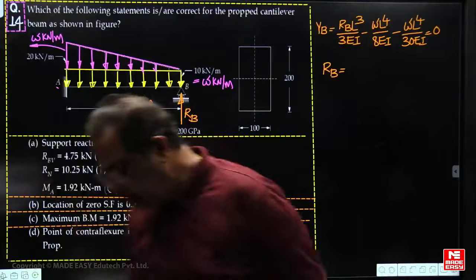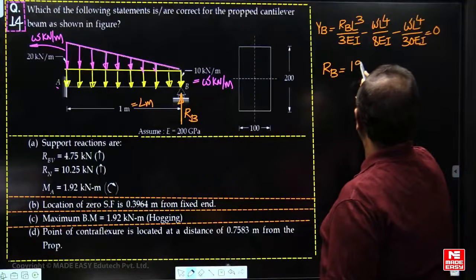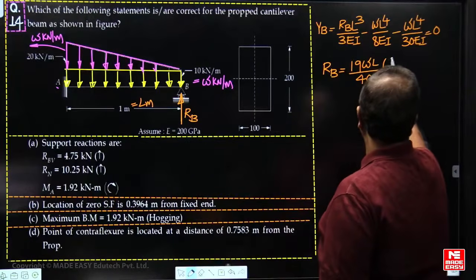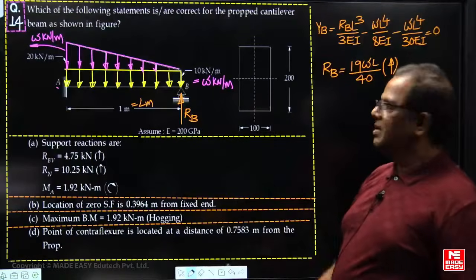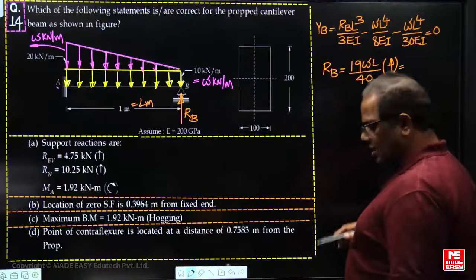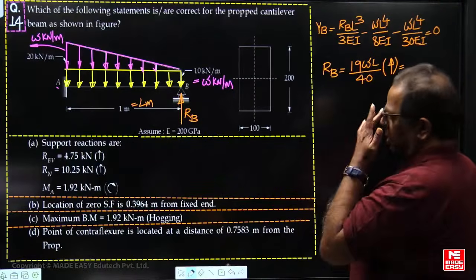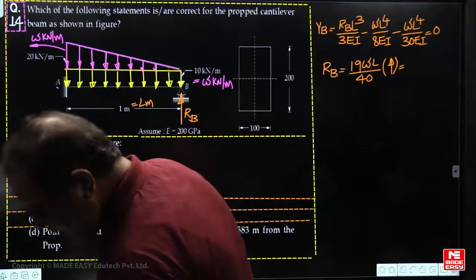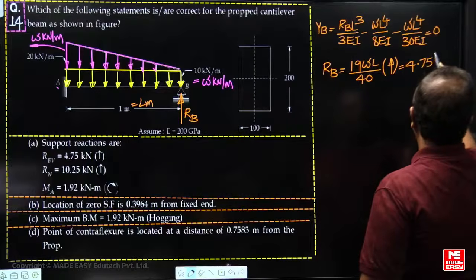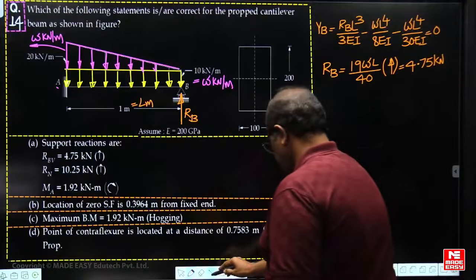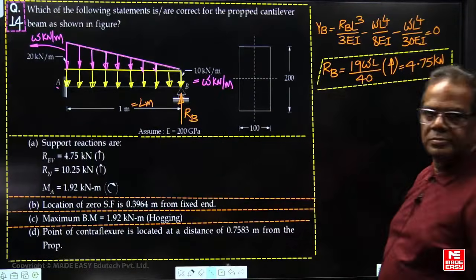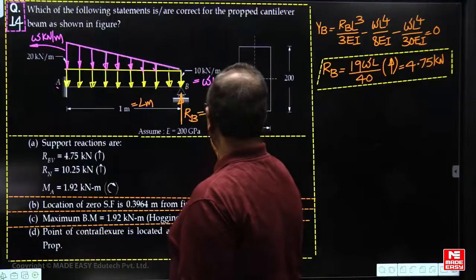The RB value you are getting is positive, which means the assumed direction is correct. I'm getting positive, meaning upward. Now I can substitute the values. W is 10, L is 1. So this value you are getting is 4.75. Complete the calculation. This is 4.75.